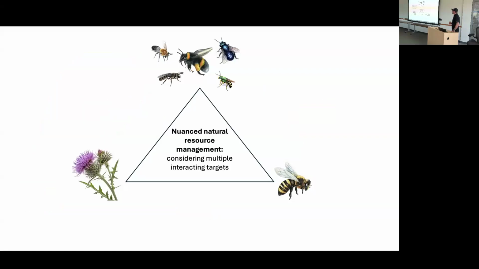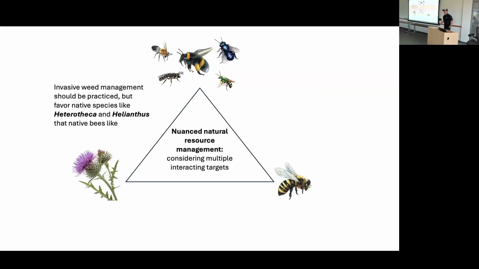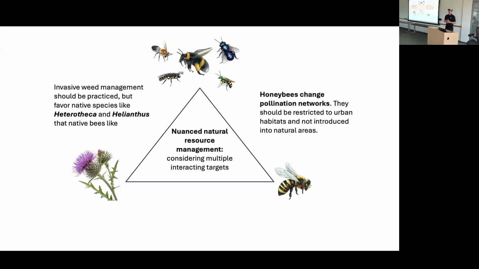So what do we need to do? Well, we probably need to favor native species in post-disturbance landscapes, especially things like Heterotheca and Helianthus, like the stuff we've got. Honeybees change pollination networks. I think they should probably be restricted to urban habitats and not introduced into natural areas. We currently don't have any policy that addresses where somebody can put a honeybee hive on our national forest systems, on any of our public lands. Somebody could just decide to come in, drop an apiary there, and do whatever they do. We probably need to be thinking about this from a policy perspective.